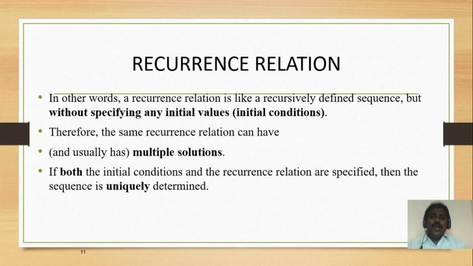In other words, a recurrence relation is like a recursively defined sequence, but without specifying any initial values. That means it does not specify any initial condition, and still we can say it is a recurrence relation. Therefore, the same recurrence relation can have multiple solutions. If both the initial conditions and the recurrence relation are specified, then the sequence is uniquely determined. These are some of the definitions of recurrence relations.